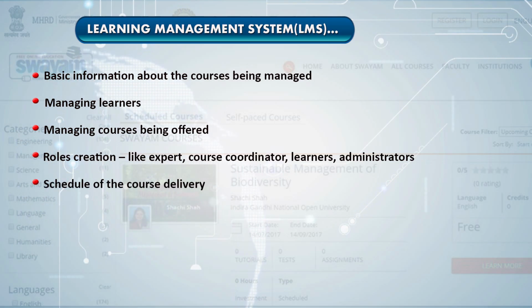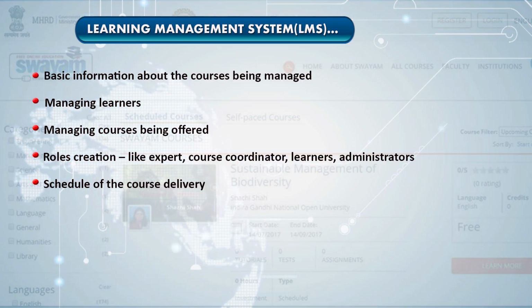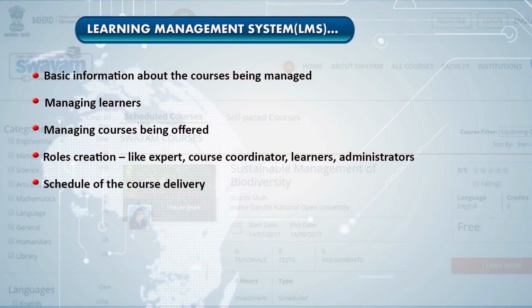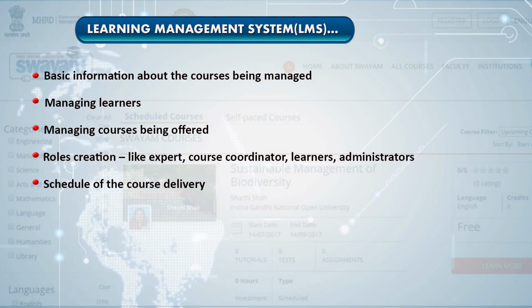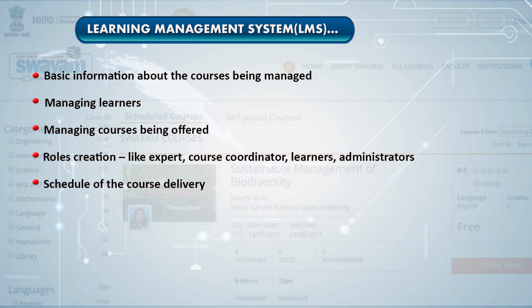Then the schedule of course delivery. Now this is a very important component. Why? Because course delivery is going to be in a very systematic teaching-learning way. And if that is not the case in a learning management system, then it is going to be somewhat difficult. So in a learning management system, the schedule of course delivery is very important.